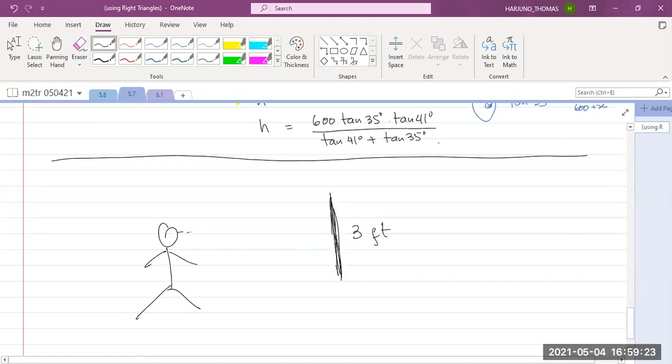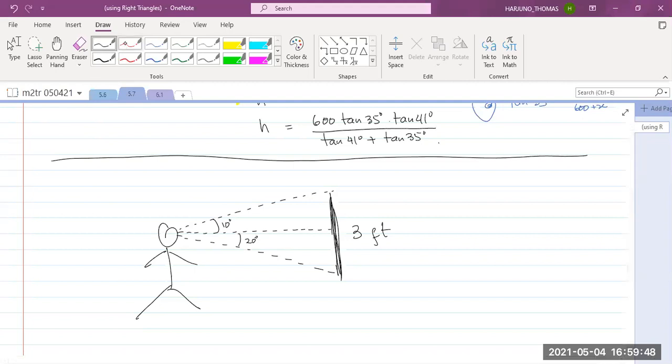Now then, when you look at yourself there, the angle of elevation from the horizontal, let's say, is 10 degrees. And the angle of depression to the bottom of the mirror, let's say, is 20 degrees. Then the question is, what is your distance from the mirror?